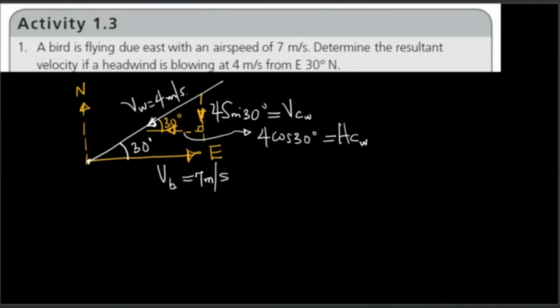Okay, can someone give me this answer? Vertical component and horizontal component from the calculator. 4 sine 30. Sine 30 is 1/2, so 4 times 1/2 is 2. So this is 2 meters per second. Now, because the vertical component is pointing downwards, it's going to carry a negative. Can you give me what 4 cos 30 is? 3.46.